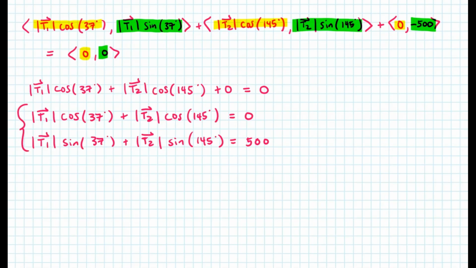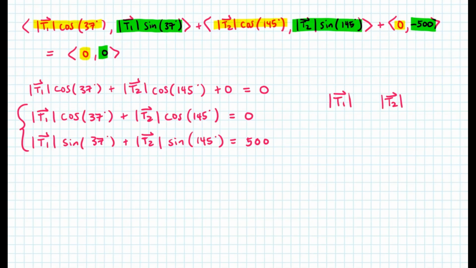Okay, so essentially now what we have is a system of equations, because here we have two equations and two unknown values. The unknown values are the magnitude of T1 and the magnitude of T2. These are our unknown values, and we basically have a systems of equations here.